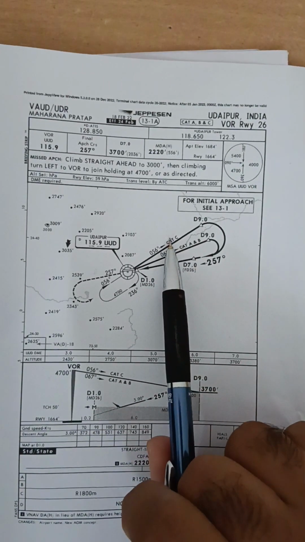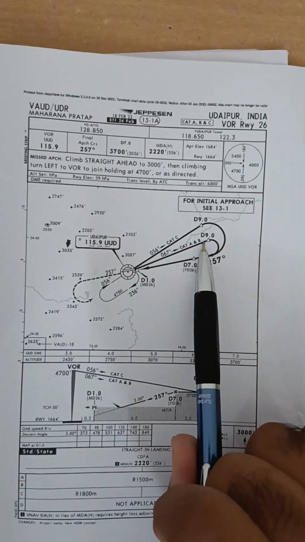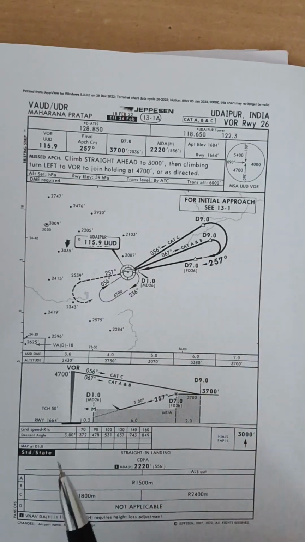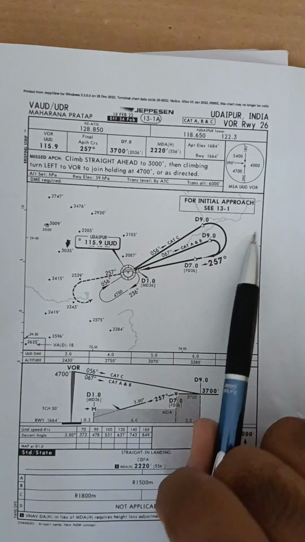Why? Because Cat C aircraft are faster in approach than Cat A and B aircraft, which obviously causes them to have a larger turning radius. So that is why a bigger turn is given here.